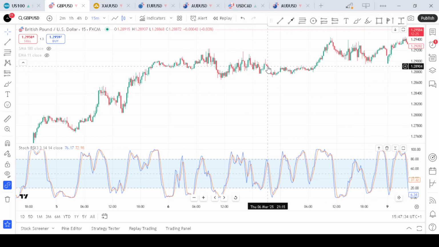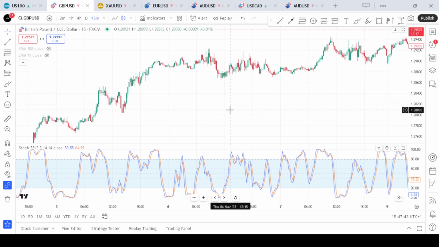We will cover everything from the basics of the Stochastic RSI to a step-by-step guide on how to use it for scalping. Stay tuned to learn how this strategy could transform your approach to Forex trading.